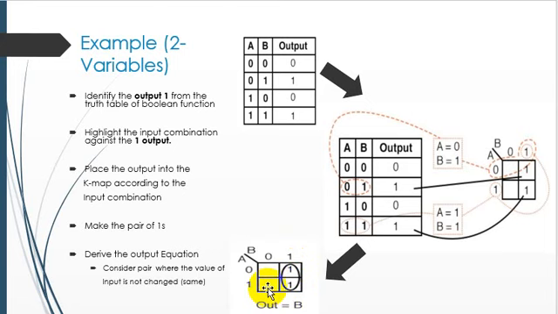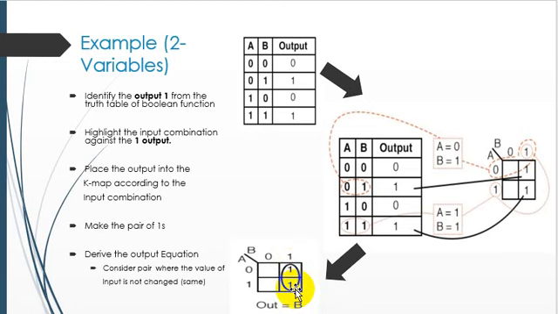So how do we write down the equation? For this purpose, you should be very careful. The output is making for the pair, and we just write down that variable which is not going to change throughout the pair.